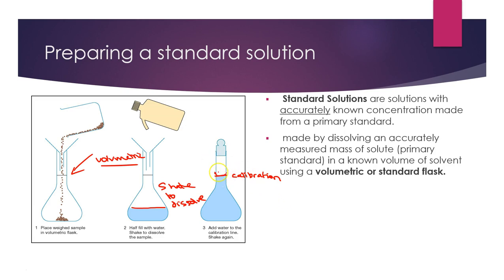If we go over, then we'll need to start again because the concentration won't accurately be known. We will have put more water in there than what our flask was calibrated for. So we make the solution by dissolving an accurately known amount into a known volume using an accurate volumetric or standard flask.